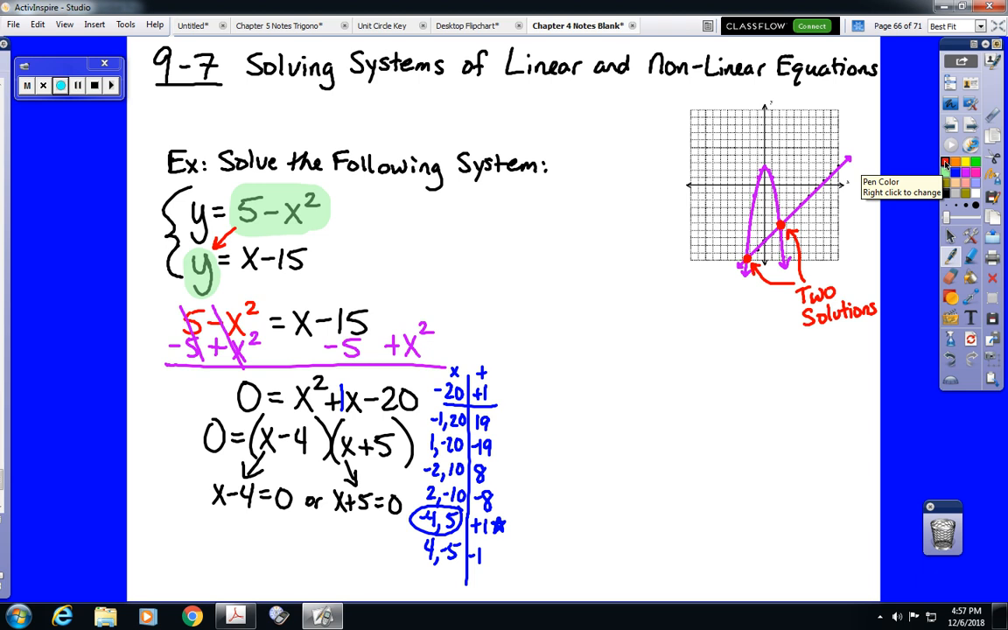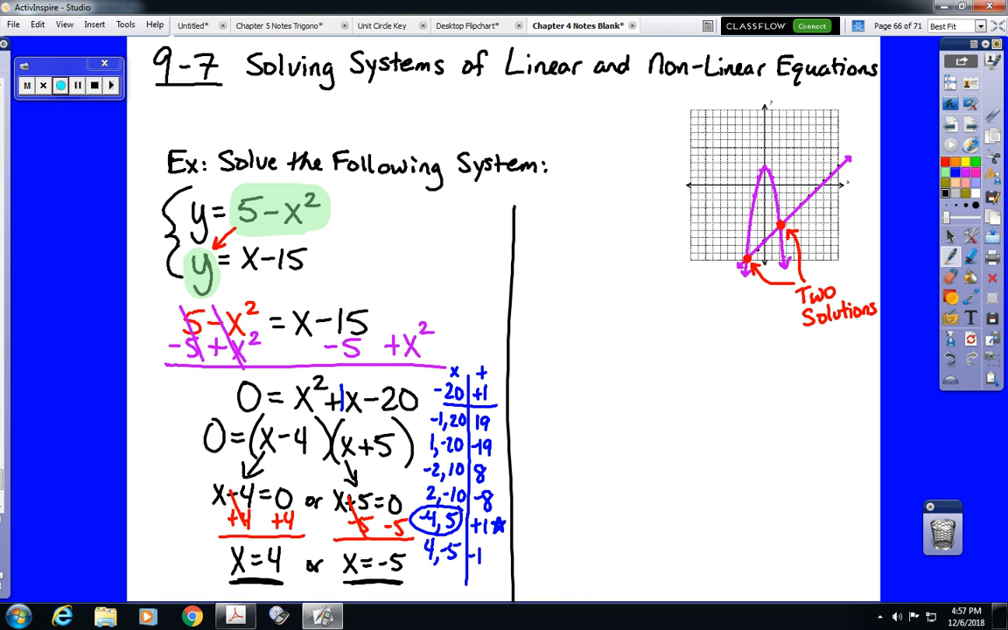We would then go in and solve each of those one-step equations to get our x values for our two answers. So we would add 4 to each side of the first equation and subtract 5 from each side of the second equation. That gives us x answers. The x values are 4 or negative 5. These are the x coordinates of our two answers for this problem.